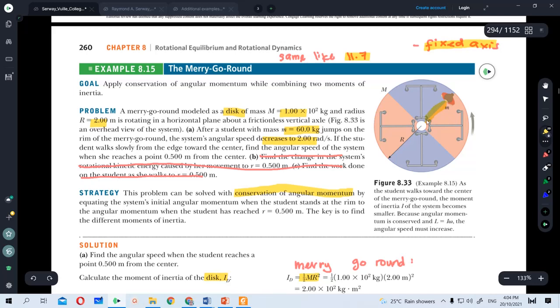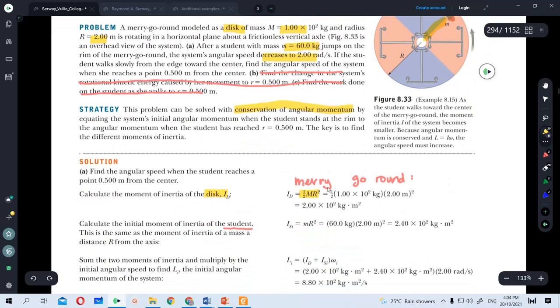So he is moving towards the center, changing his R value. Changing his R value will cause his I to change as well. The total I changes. Let's look. There is no change in terms of the merry-go-round, so the merry-go-round has a constant value of moment of inertia.